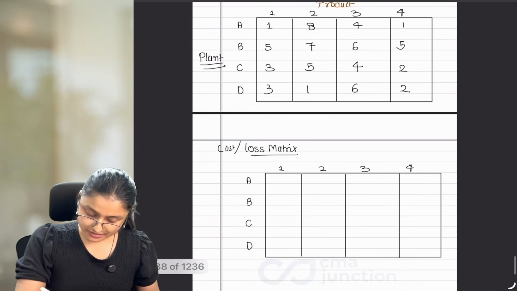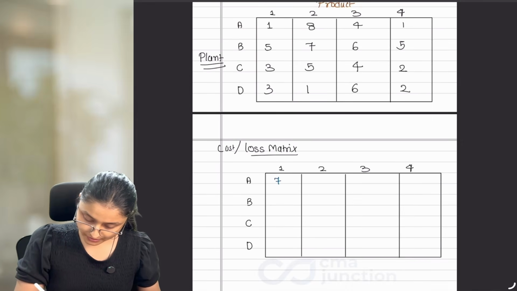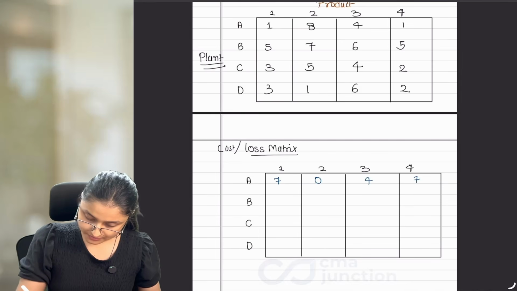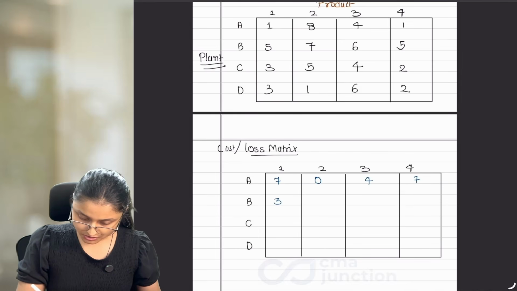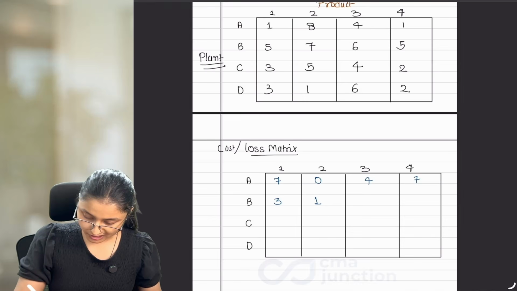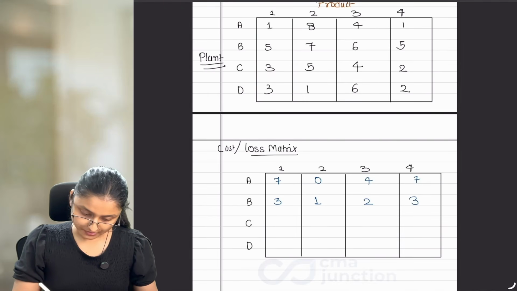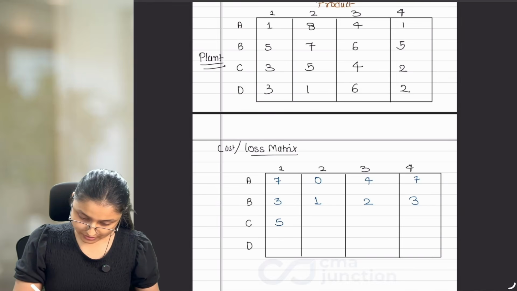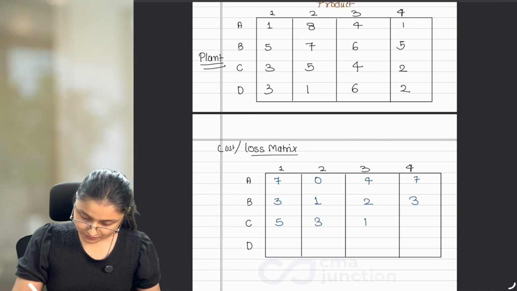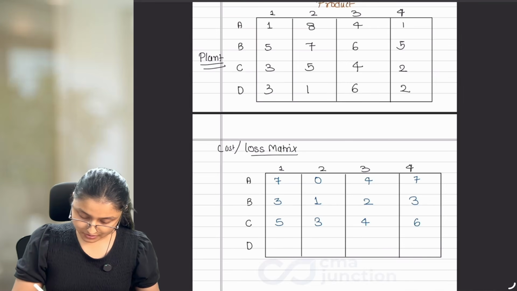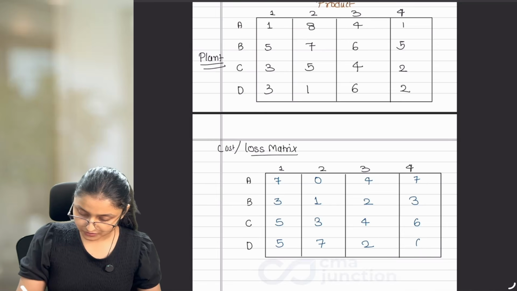Now, the highest value is 8. 8 minus 1 is 7. 8 minus 8 is 0. 8 minus 4 is 4. 8 minus 1 is 7. 8 minus 5, 3. 8 minus 7, 1. 8 minus 6, 2. 8 minus 5 is 3. 8 minus 3, 5. 8 minus 5, 3. 8 minus 4, 4. 8 minus 2, 6. 8 minus 3, 5. 8 minus 1, 7. 8 minus 6, 2. 8 minus 4, 6.